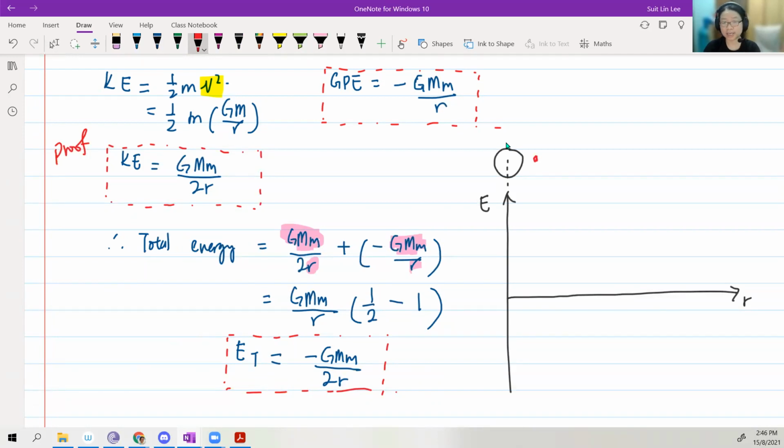So if I want to draw the KE graph, it's very straightforward. It is GMm over 2r. So this is my kinetic energy is positive. So I'll probably get a graph that looks like this.